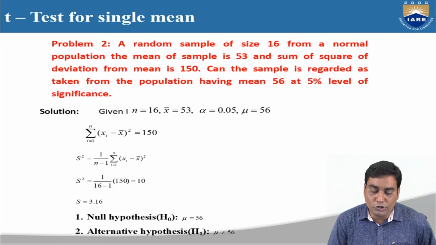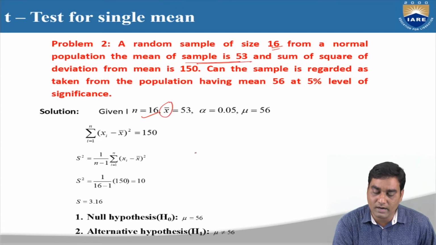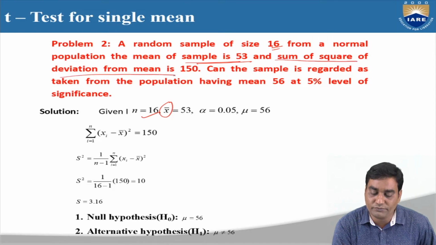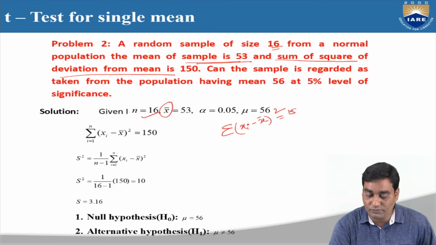Suppose we are going to problem 2: a random sample of size 16, that means n equal to 16, from a normal population. The mean of the sample is 53. The mean of the sample, symbol x bar, value is given as 53. And the sum of squares of deviation from mean, that means xi from its mean x bar, this value is given, which is 150.